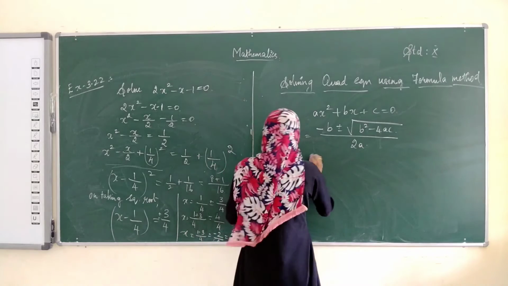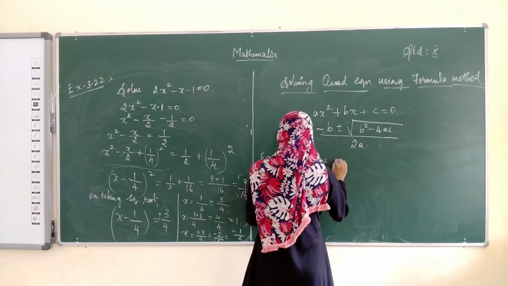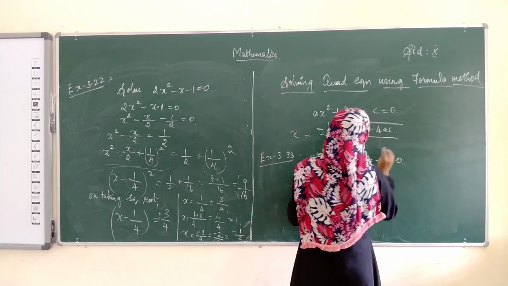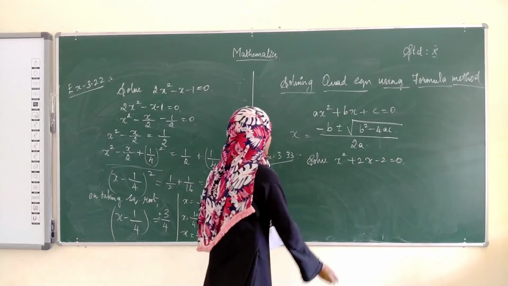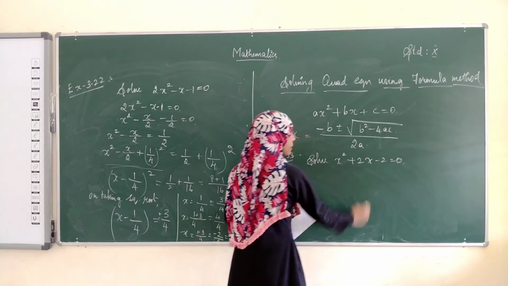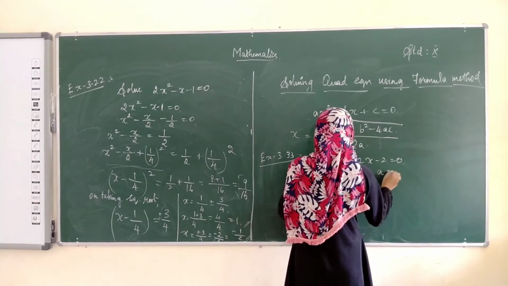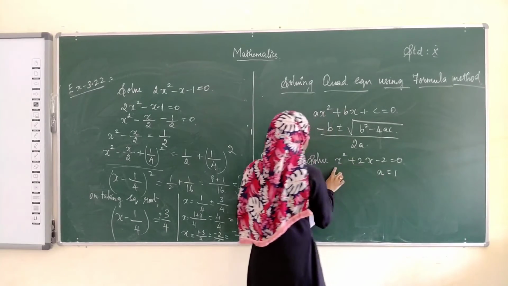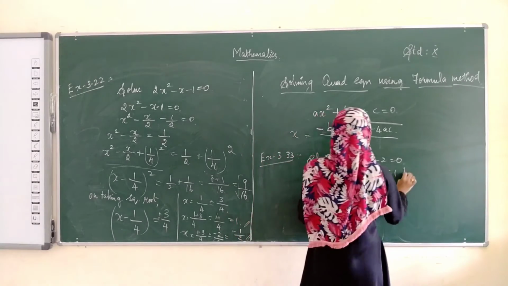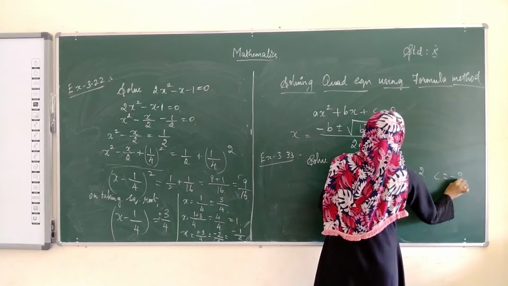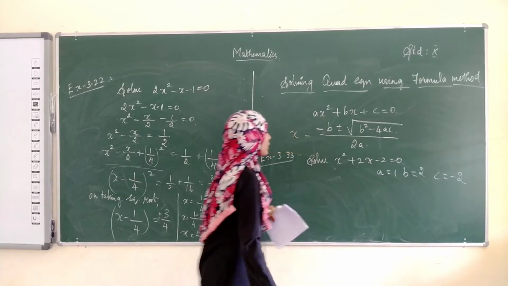Example 3.33. Solve x square plus 2x minus 2 equal to 0 using the formula method. See this equation, ax square plus bx plus c. So from this we can take the values of a, b and c. What's the value of a? 1. The coefficient of x square is 1. What's the value of b? Only 2. What's the value of c? It is minus 2.